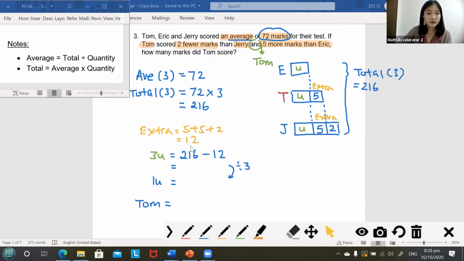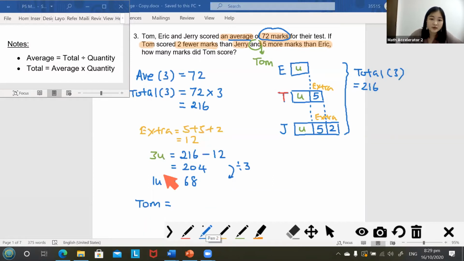Okay, let's check. Right, so what did most of you select? Right, you selected 73. Okay, let's check whether that's the answer. Right, so 3 units will be 204. You divide it by 3, you have 68. Okay, so I see that some of you selected 68 as your answer, which is not correct because 68 is just 1 unit. If you look at your model, Tom has 1 unit plus 5, right? So you have to add in that 5 to get Tom.